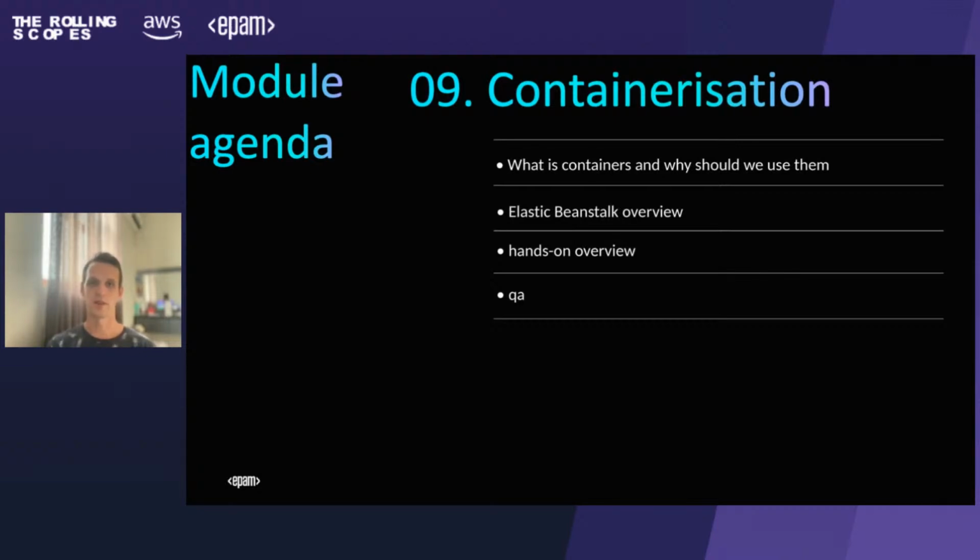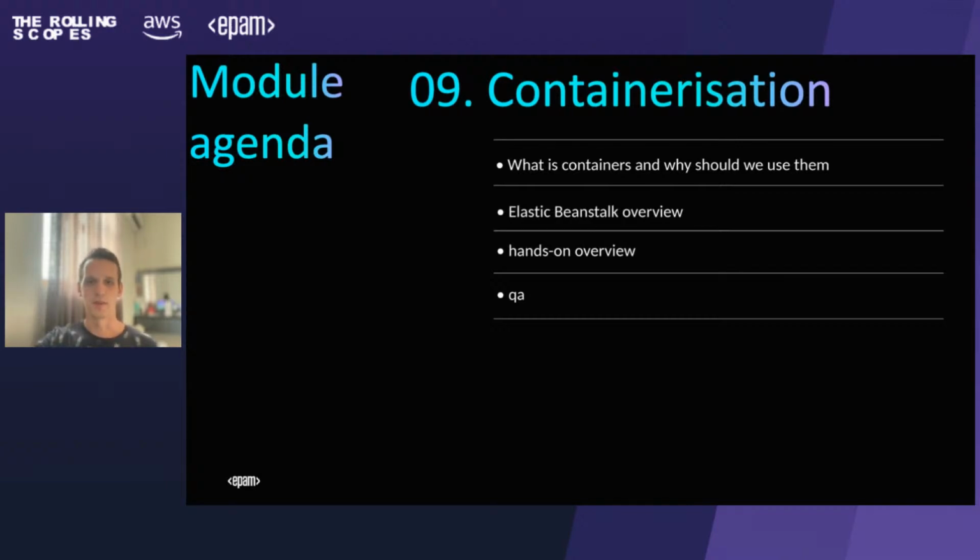Next, we will take a look at what Elastic Beanstalk is, how it works, and how we can communicate with it via the CLI or via the AWS console. At the end, if you have any questions, you can mark them down or write them in the chat, and I will try to answer all of them.